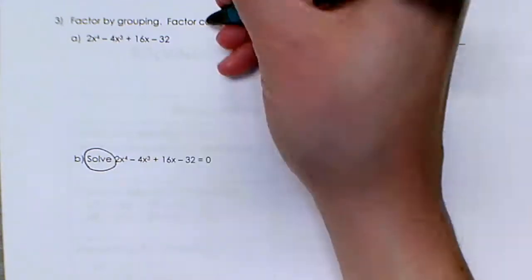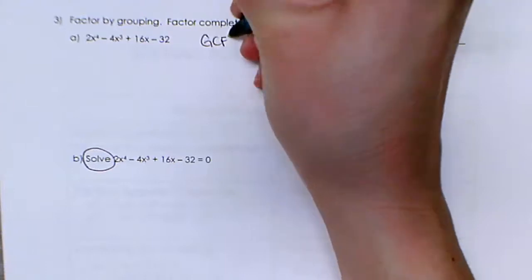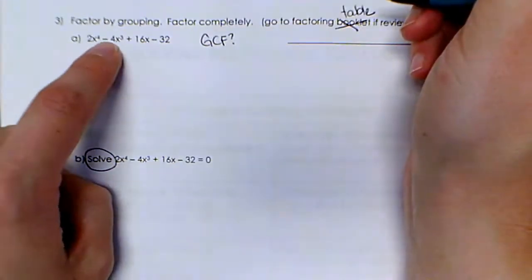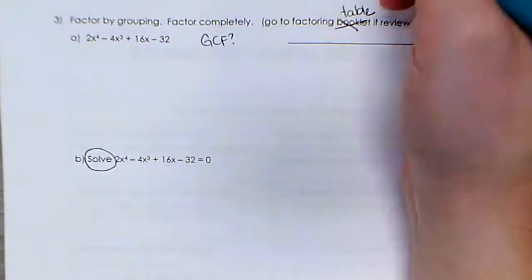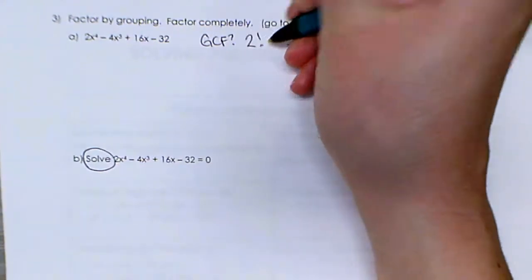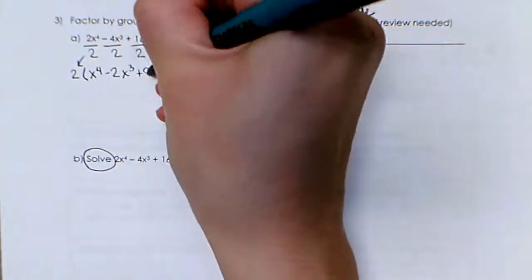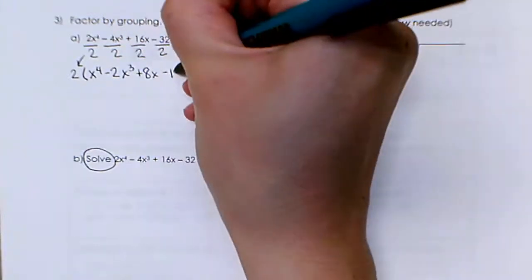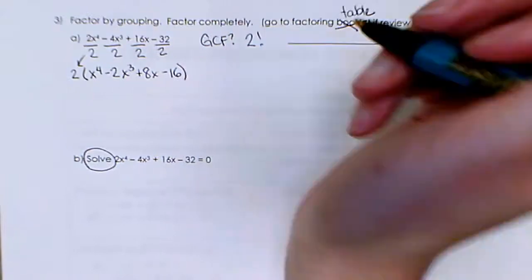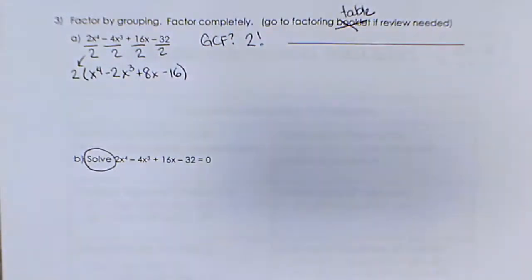Are there any GCFs first? 2 and -4 and 16 and -32, those are all divisible by 2. So let's go ahead and divide them all by 2 first. And that way we can take out our GCF and we have a more simplified problem to work with.